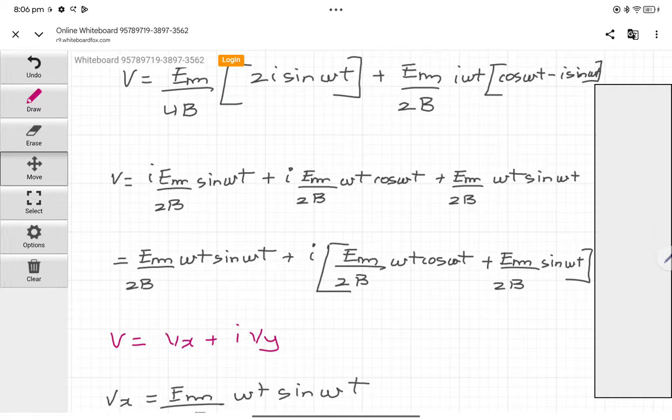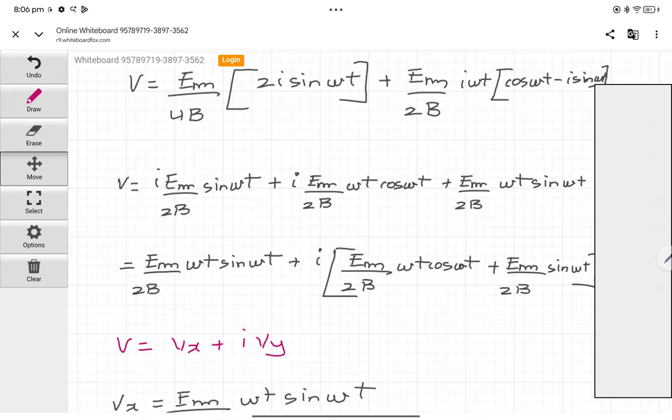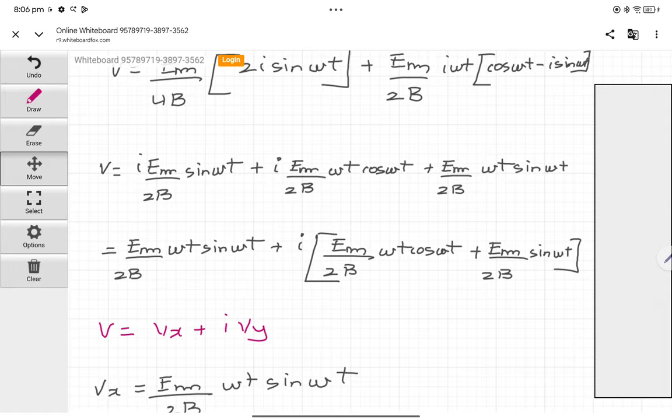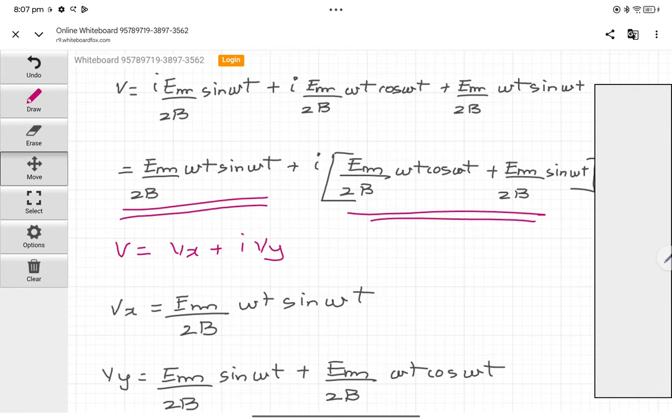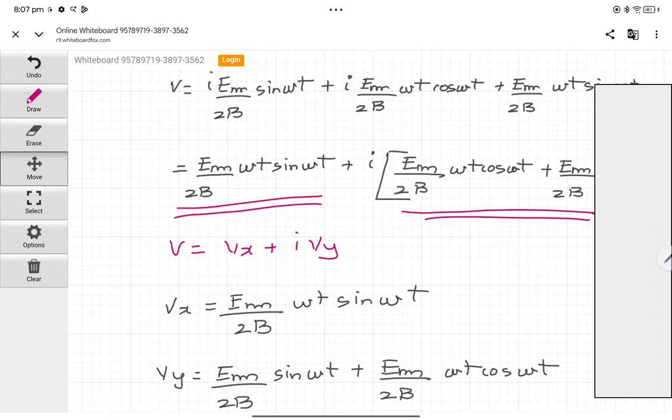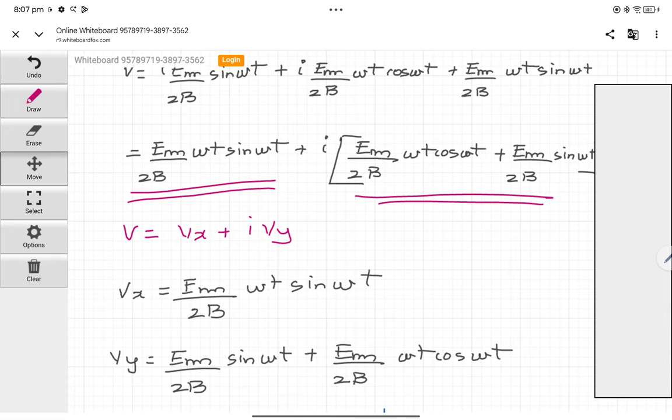So what we are trying to do over here is, again, segregate it into the real part and the complex part. So then straight away we can equate. After doing all these steps, we come to the real part, which is Em by 2B omega t sine omega t, and here this is a complex part. Okay, now remember my original equation, where we defined this complex function, which is Vx plus i times Vy, right?